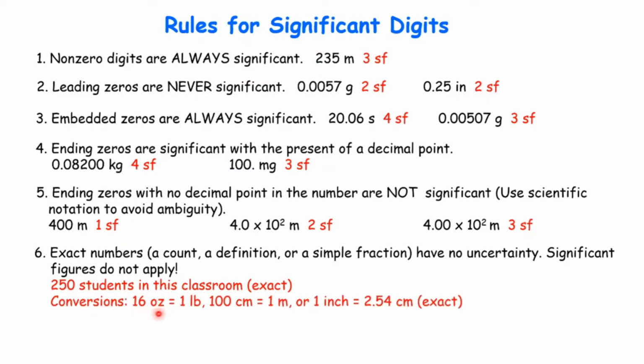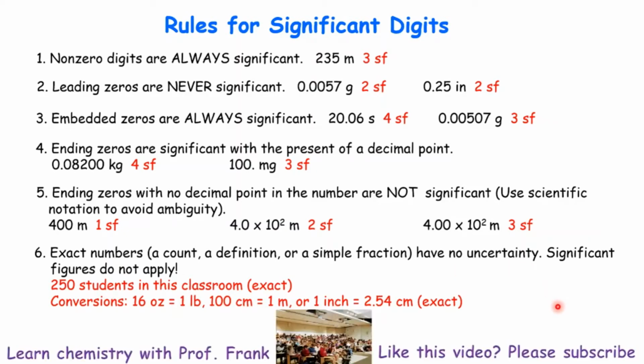Conversions, 16 ounces equals 1 pound, and so on. You cannot say there are 2 sig figs and 1 significant figure here. That's not the way to do it. In general, those exact numbers have no uncertainty. That's something you need to pay attention to.